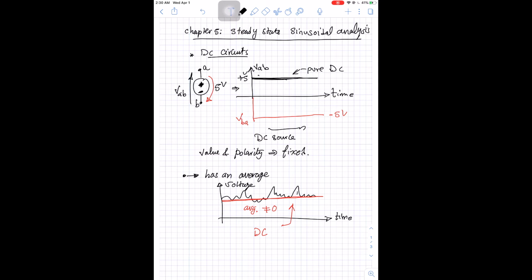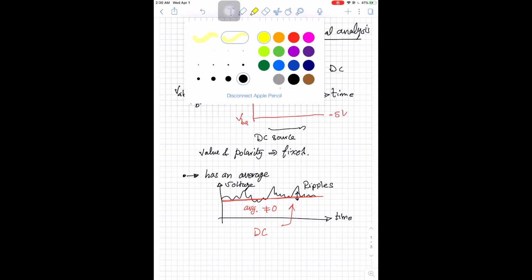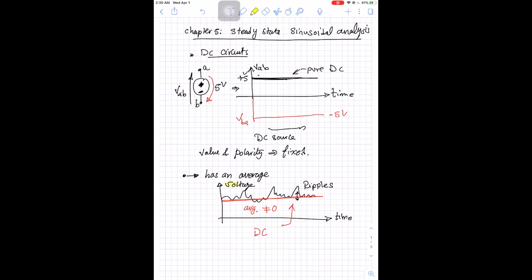In this case, the oscillation around the average, we call ripples or harmonics. So these ripples or harmonics mean you have a distorted DC, not a pure DC. And this is a typical case that we will have in real life, that the voltage will have some oscillations, which we call ripples. This pure DC is kind of ideal, and this is how we study our DC circuits.